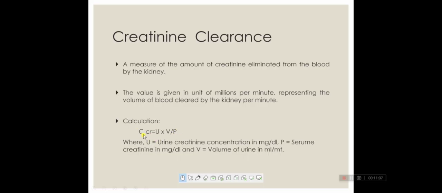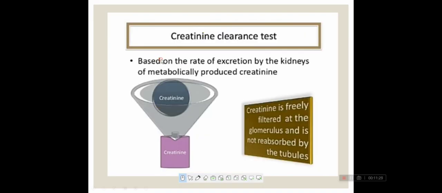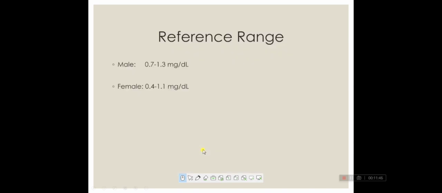It has a calculation formula also. Creatinine clearance is equal to U times V divided by P, where U is the urine creatinine concentration, V is the volume of urine in milliliters per minute that is excreted, and P is the serum creatinine concentration in mg per deciliter. Based on the rate of excretion by the kidneys of metabolically produced creatinine, the creatinine clearance tests are defined. It is freely filtered by the glomerulus and is not reabsorbed by the tubules.